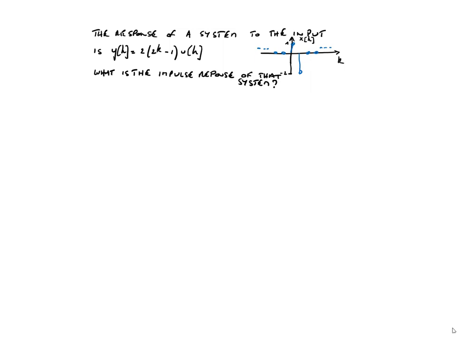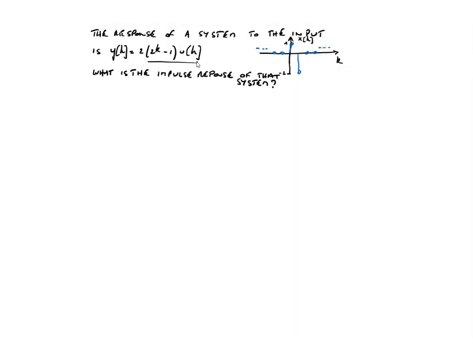So here's another exercise. The question is, if you know that the response of a system to the input that is shown here on the screen, so it's 0 everywhere except at index k equal to 0 where the input is 1, and at index k equal to 1 where the input is minus 2, you know that the response of that system is y of k, that is given over here. And the question is, what is the impulse response of the system?